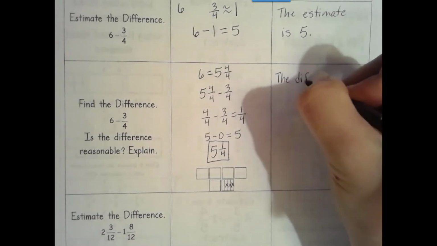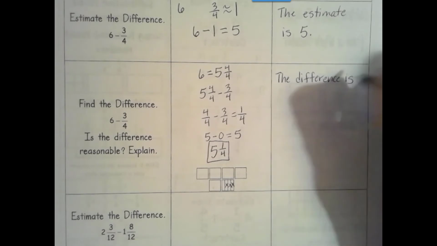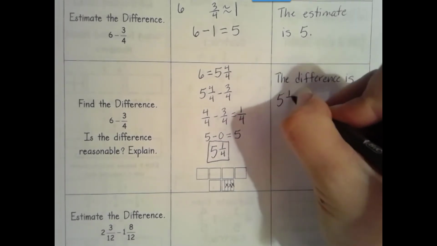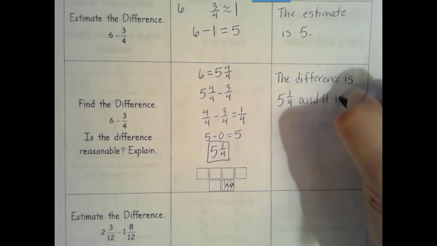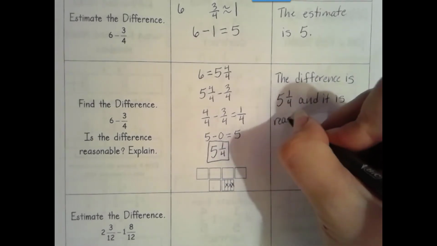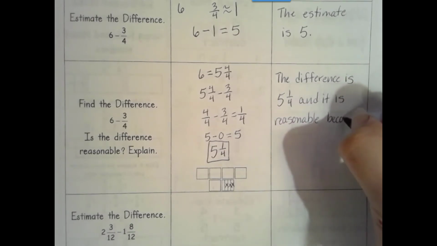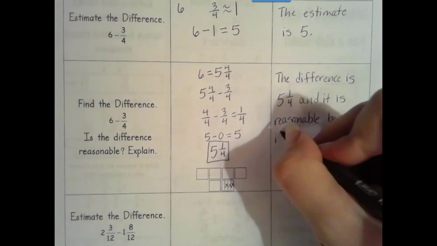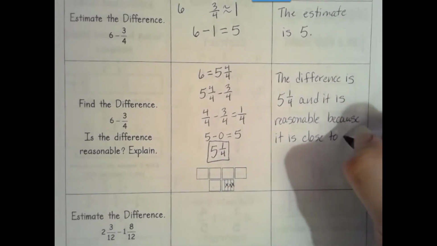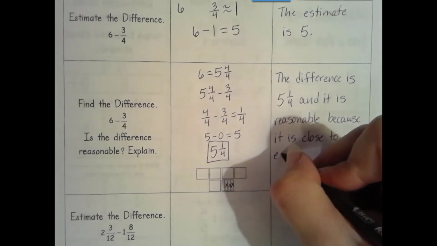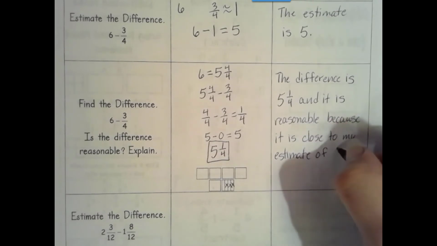The difference is 5 and 1/4. And it is reasonable because it is close to my estimate of 5.